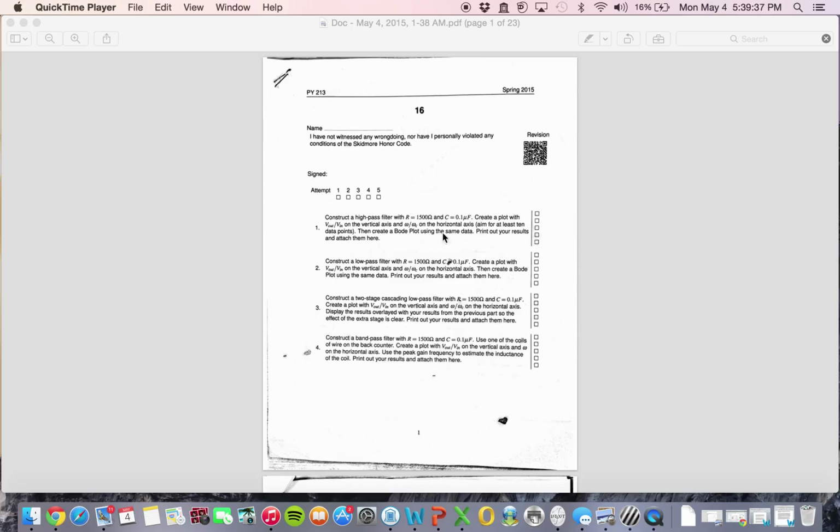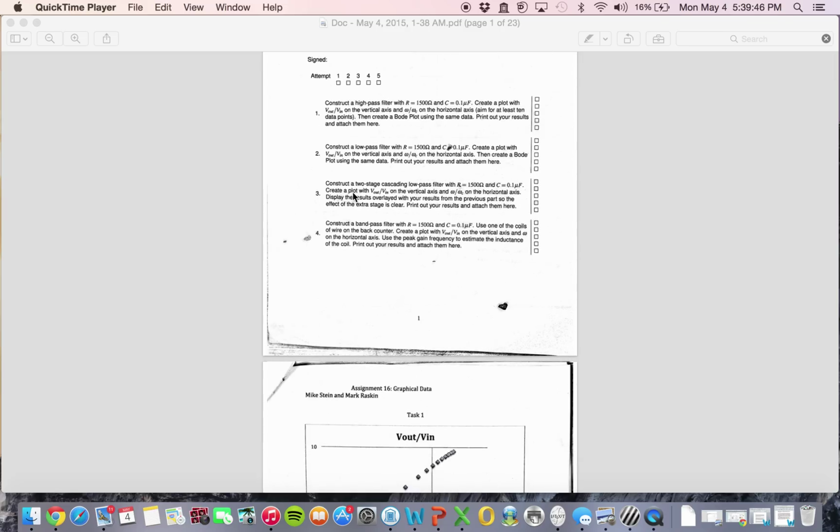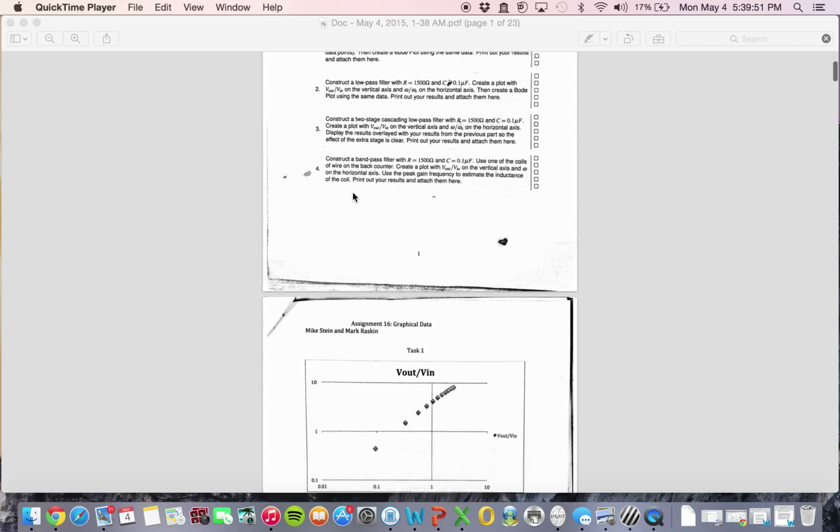A lab, so here they are, a little bit late, but I have them. And for number 1, you do the Bode plot for the high pass filter. Number 2, Bode plot for the low pass filter. Then number 3, we're going to compare the low pass and the two-stage low pass on the same graph. We're going to overlay them.